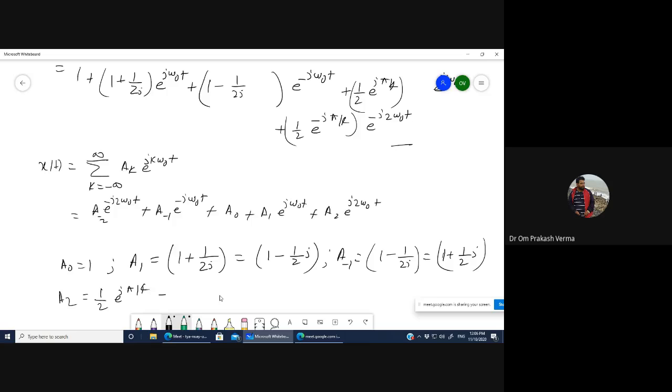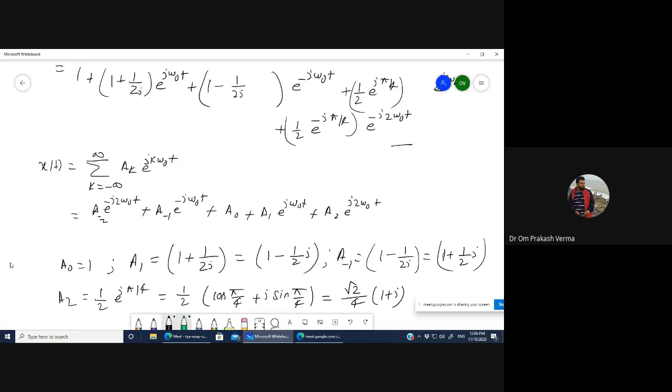Very good. And how will it be written? e to the power j pi by 4 is cos pi by 4 plus j sin pi by 4. Very good. And you already know the value of cos pi by 4 and sin pi by 4. So when you solve this equation, you get the result, right?